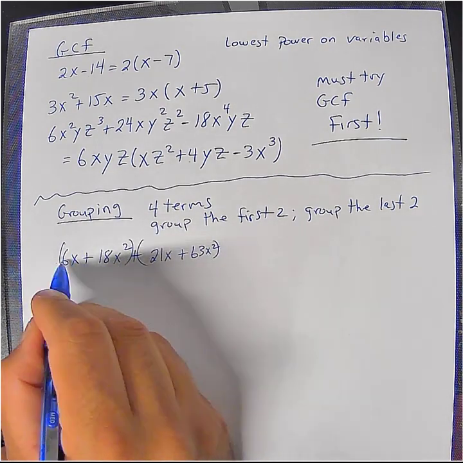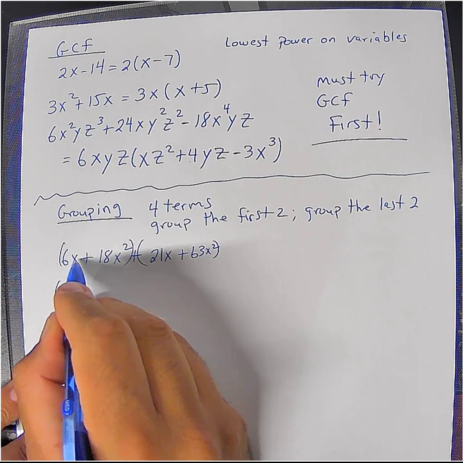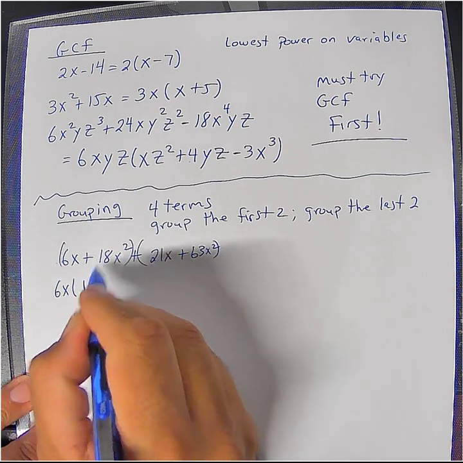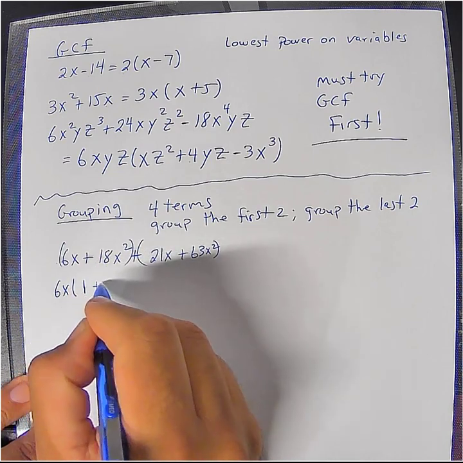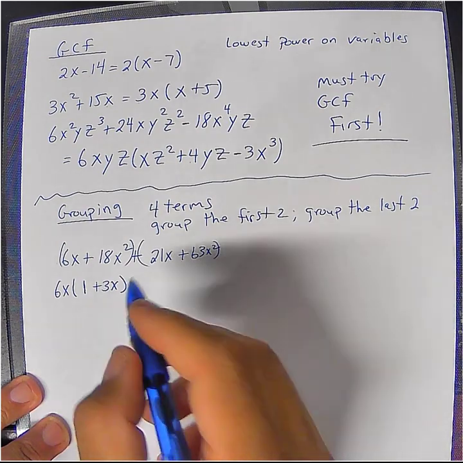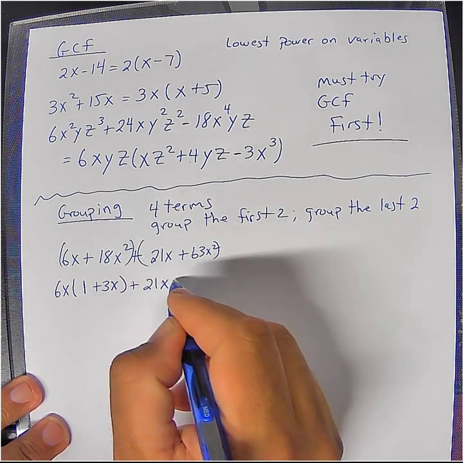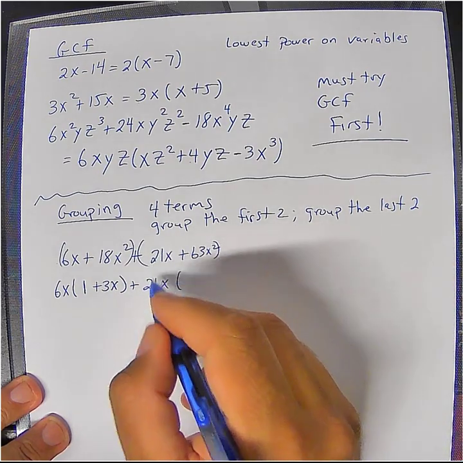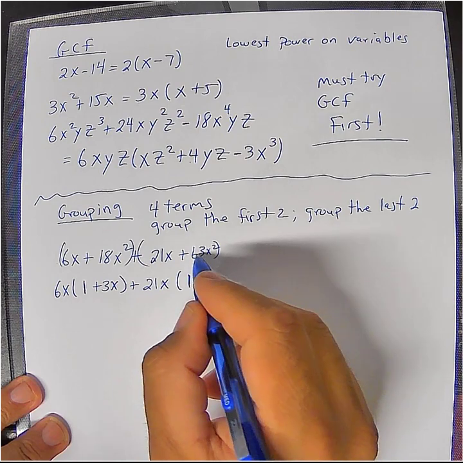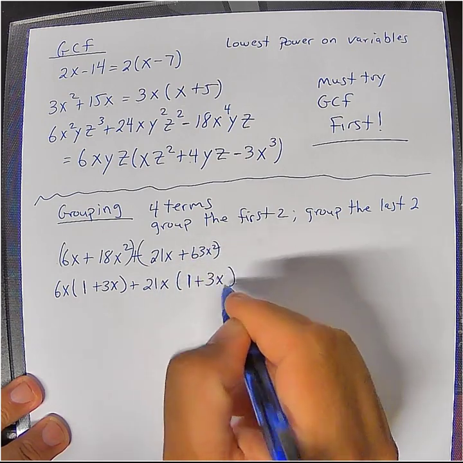So these 2 have a 6 and an x in common, and then we have 6 divided by 6 is 1. We took out the x, so we have that 1. 18 divided by 6 is 3. I had 2 x's, take out 1, so I get 1x. 21 and 63 have a 21x in common. 21 divided by 21 is 1. We had an x, took out an x, so that's a 1. 63 divided by 21 is 3. I had 2 x's, took out an x, I get an x.